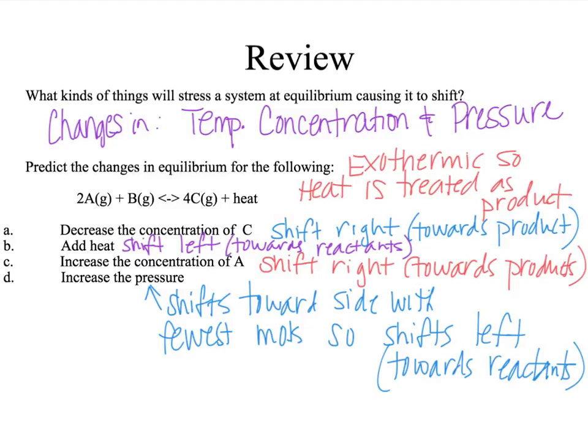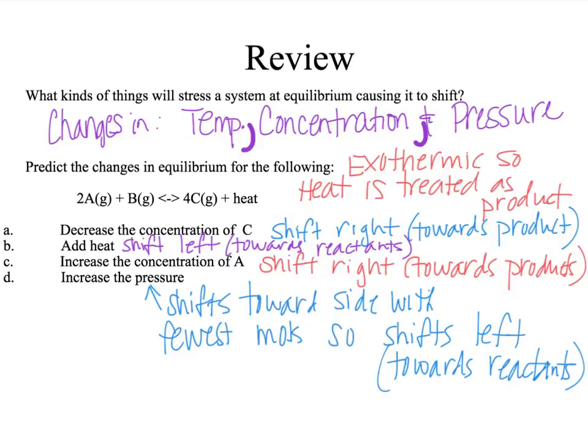Last one says, what kind of things will stress a system at equilibrium, causing it to shift, meaning go towards the products or go towards the reactants. The three things that can affect that are change in temperature, concentration, and pressure. Probably should have put a comma in there. Temperature, pressure, and concentration.